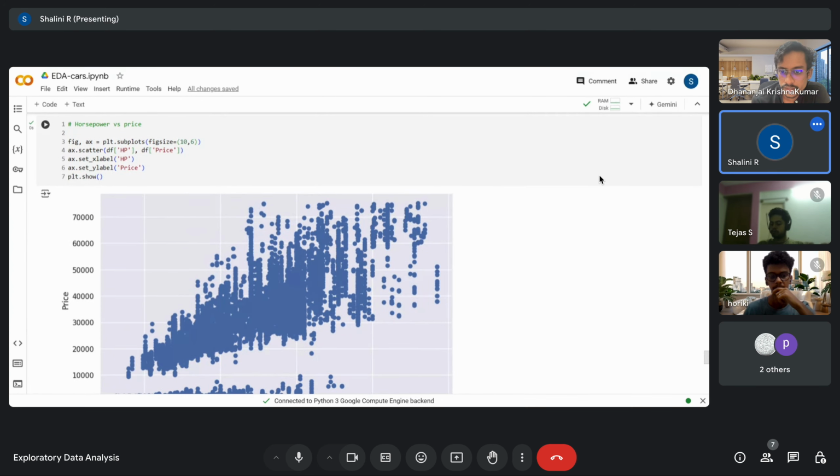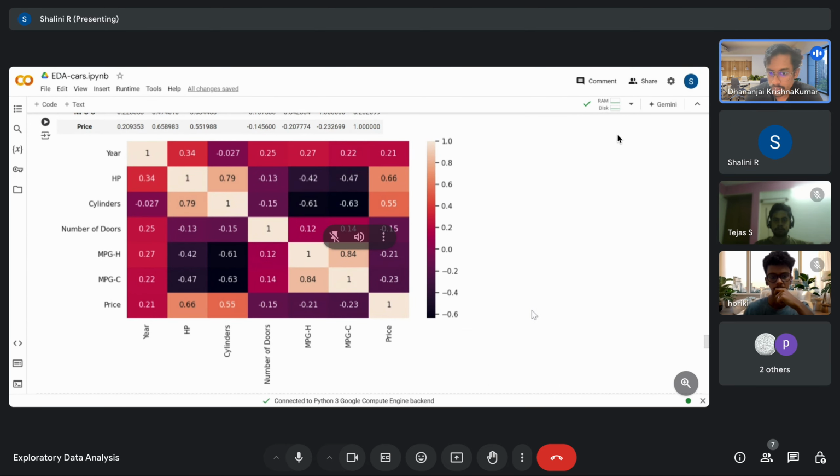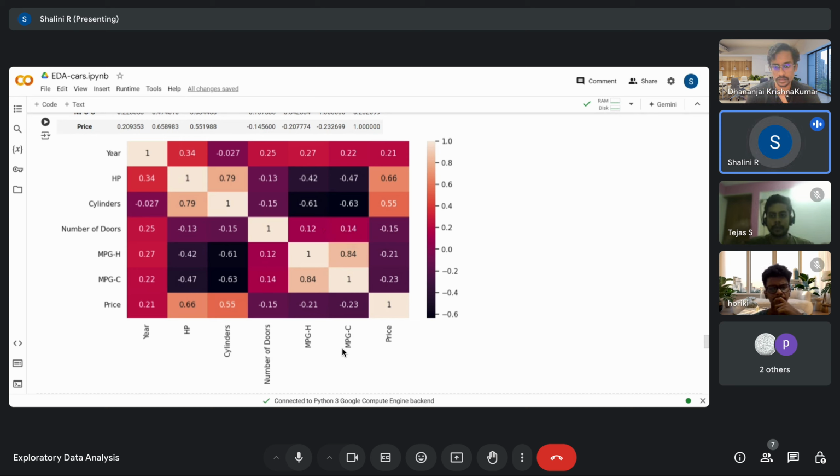Are they correlated? Not sure, actually. MPG, yeah, it's very much correlated. I see MPGC and MPGH are very much correlated. Yeah, these two are correlated, I could say. But will that help? It should also be dependent on either horsepower or cylinders, maybe, I was thinking. I'm not sure. They are correlated with each other.